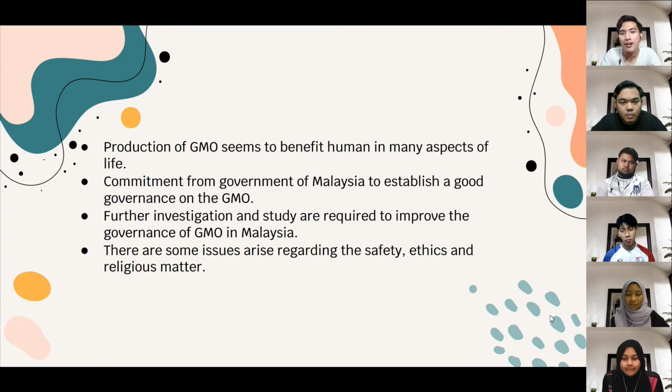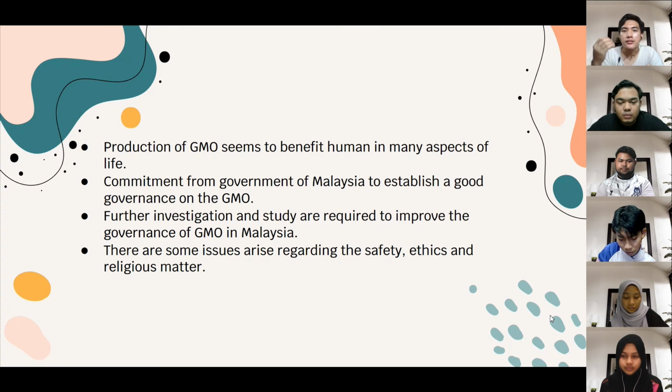However, there may be some issues regarding the safety and ethics of GMOs. Thus the government should enforce a stronger policy governing GMO. Further study should also be done to improve this matter by giving grant schemes and supporting extensive research and development, addressing the challenges of food security and declining resources as we are currently facing.